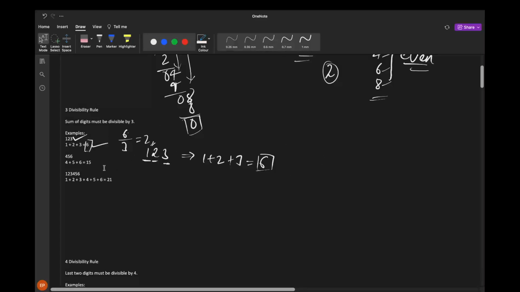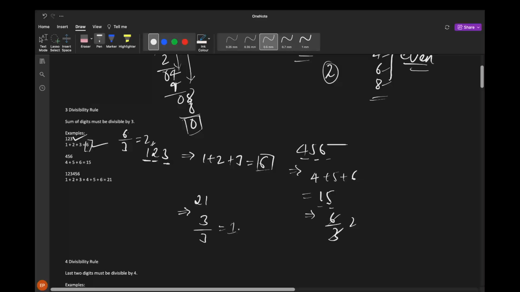Suppose you take the example 456. If you add the digits, 4 plus 5 plus 6, how much are we getting? 15, right? You can again do 1 plus 5, 6, and 6 by 3 is 2, right? So the given number will be divisible by 3. And here is another example, 1 2 3 4 5 6. The sum will be 21, right? Again you can continue until you get a single digit. 2 plus 1 is 3, 3 by 3 is 1. So the given number is divisible by 3.